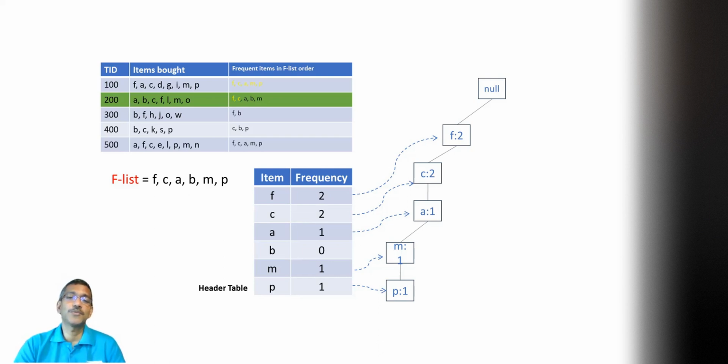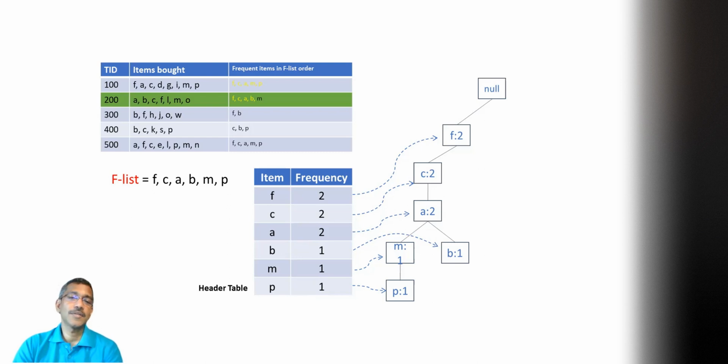C has become 2. B, sorry, A. Next one is A, right? So now FCA, all are having 2, because we are seeing the FCA pattern for the second time, right? And then B. After FCA, there is no B. Actually, B is not there at all in the tree, right? So we need to put another node for B.